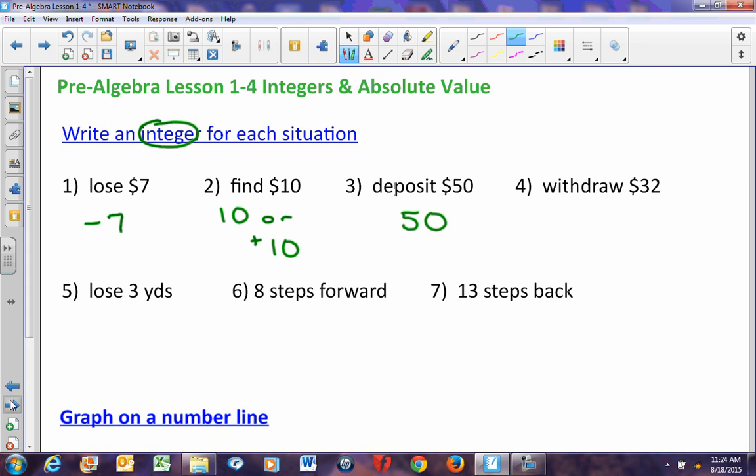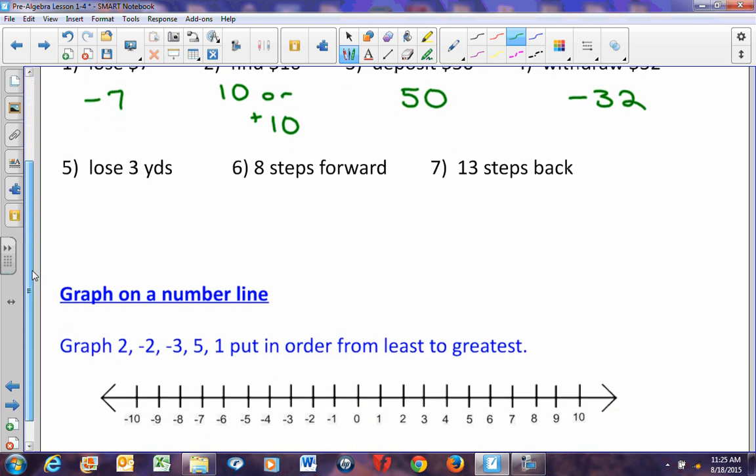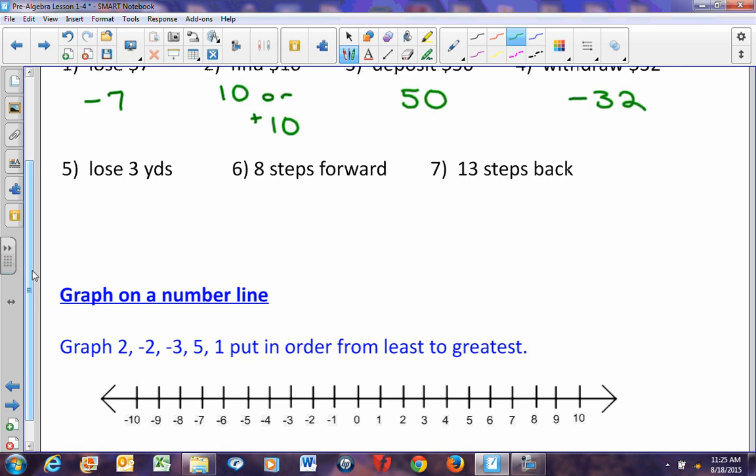If you withdraw $32, that means you took $32 out of your bank account, so now your bank account is down $32. It's a minus 32. Okay? If you lose 3 yards, that's a negative thing. If you go 8 steps forward, that's a positive thing. If you go 13 steps backwards, that's a negative thing. So those are the way you write integers. You don't need to write labels with them because they are simply just that, integers.